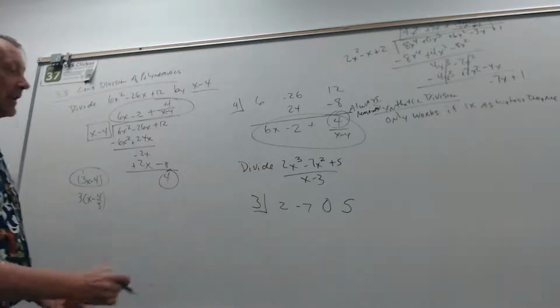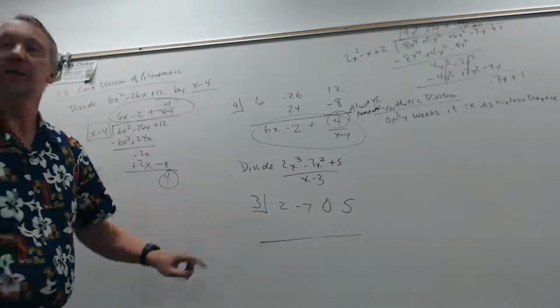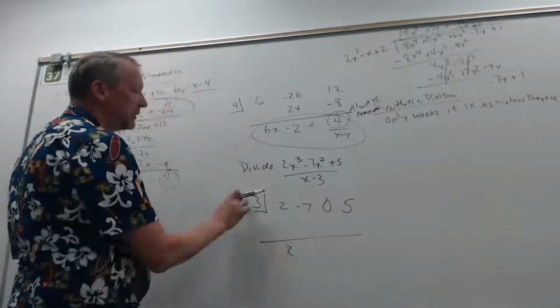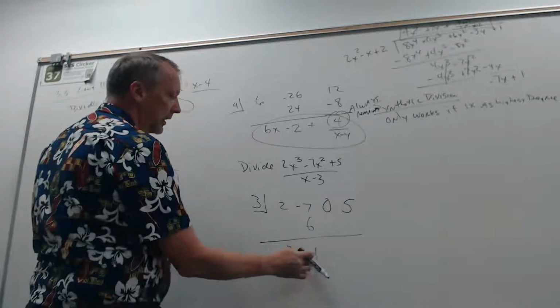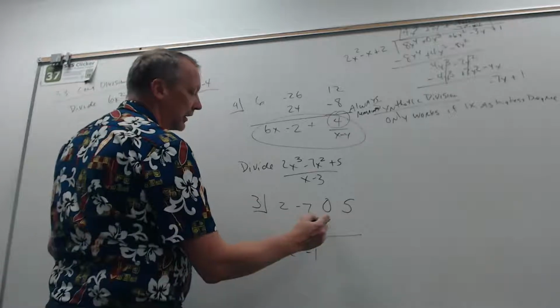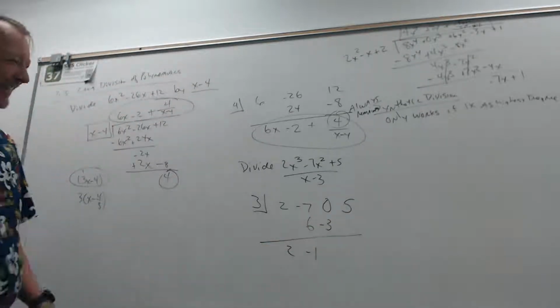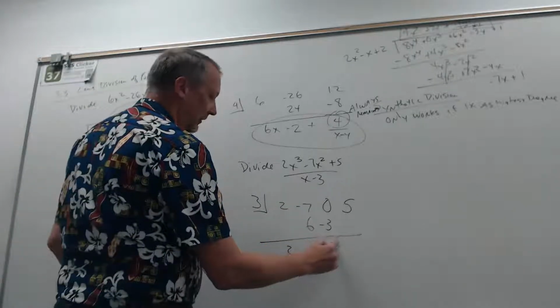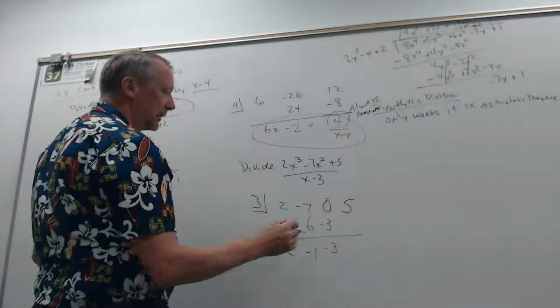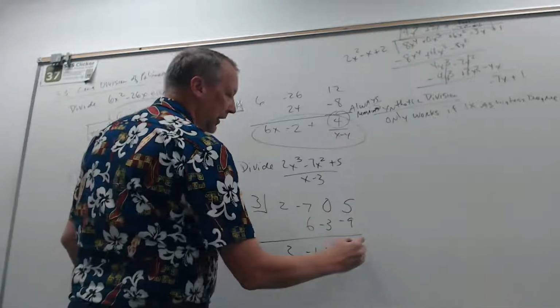Now we're going to add down, right? 2 and 0 is 2. 2 times 3, 6. Negative 7 plus 6, negative 1. Negative 1 times 3, negative 3. 0 minus 3, negative 3. Negative 3 times 3, negative 9. 5 minus 9, negative 4.